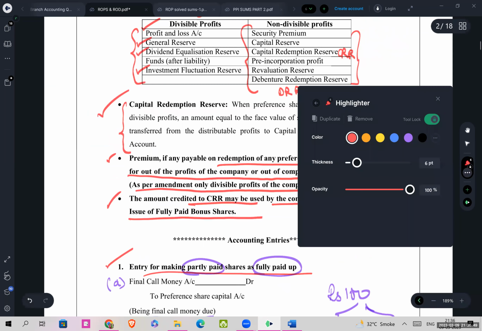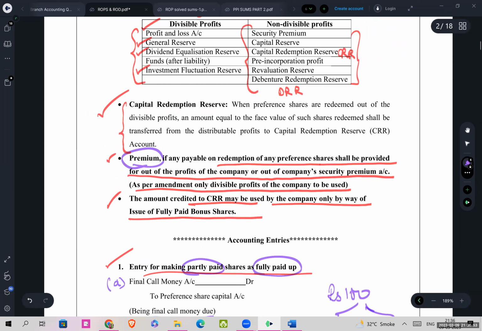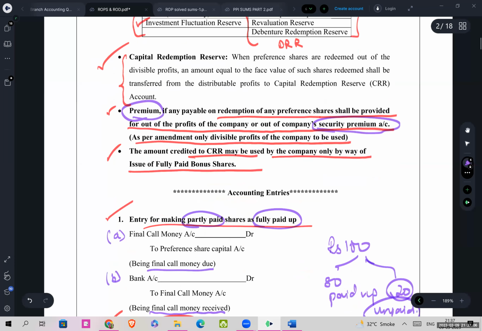See this point. Here about premium. What was mentioned? That if any amount payable on redemption of preference shares shall be provided out of the profits of the company or out of company's securities premium account. Okay.